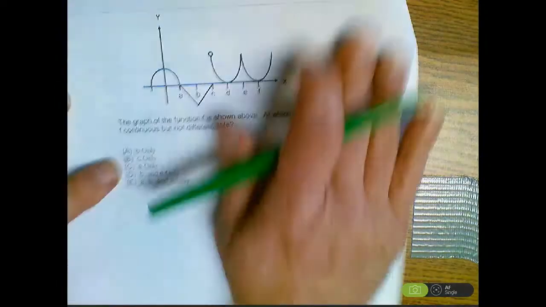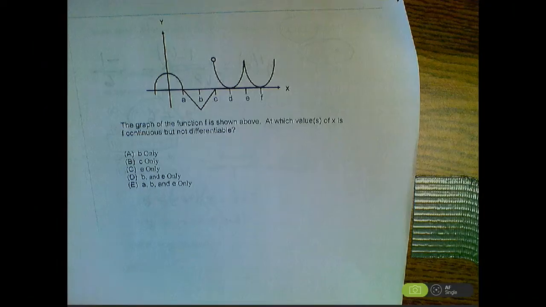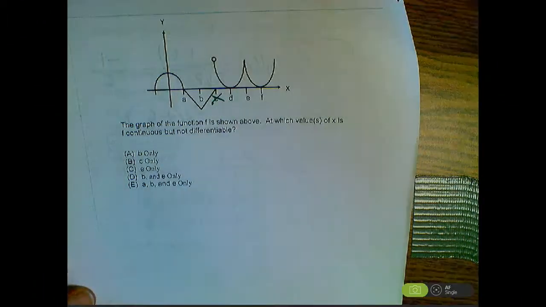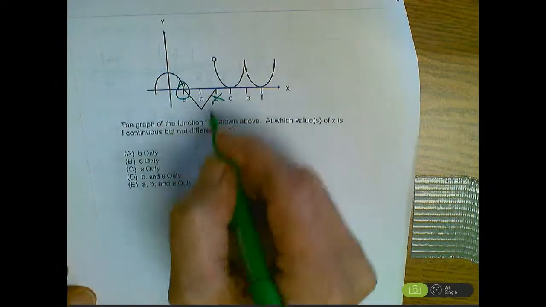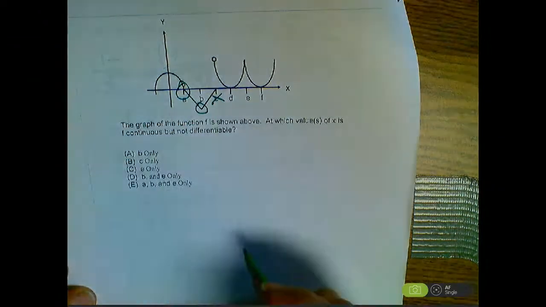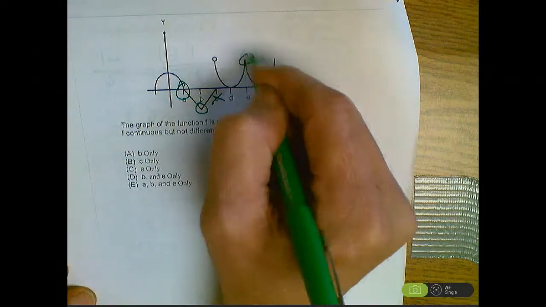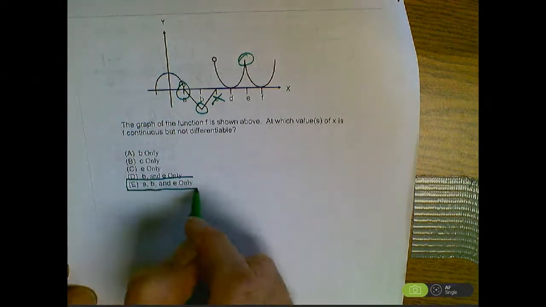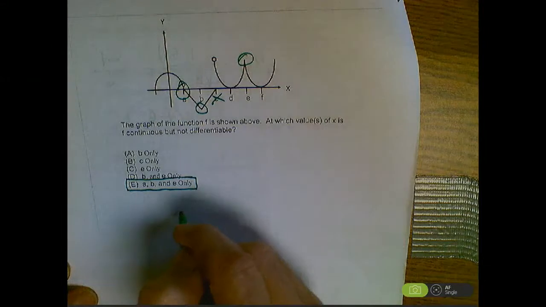Okay, last problem. The graph of the function f is shown above. At which of the values of x is f continuous but not differentiable? It's continuous everywhere but c. So now we want to say, when do we have a cusp? We have a cusp at A, we have one at B, and then moving along we have one at E. So A, B, and E only. There we have it.